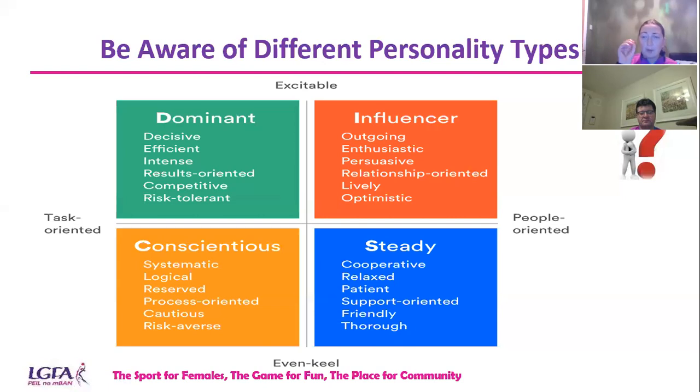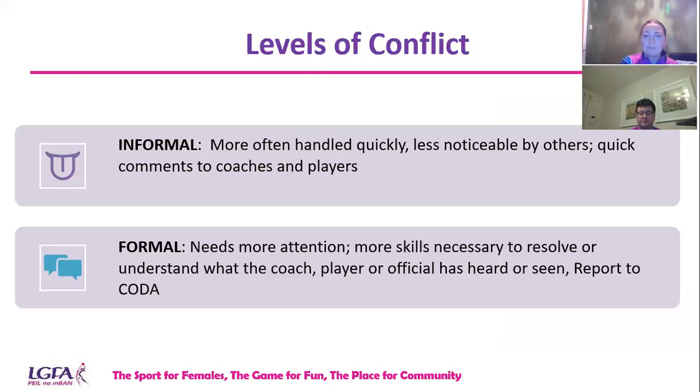Some people will blow and be really frustrated with you for one second, and then they come around in their own head and go, that was so irrational. So it's just being aware you're going to have a different mix of personalities when you go out onto the pitch. And there are some levels of conflict that we talk about, informal and formal.